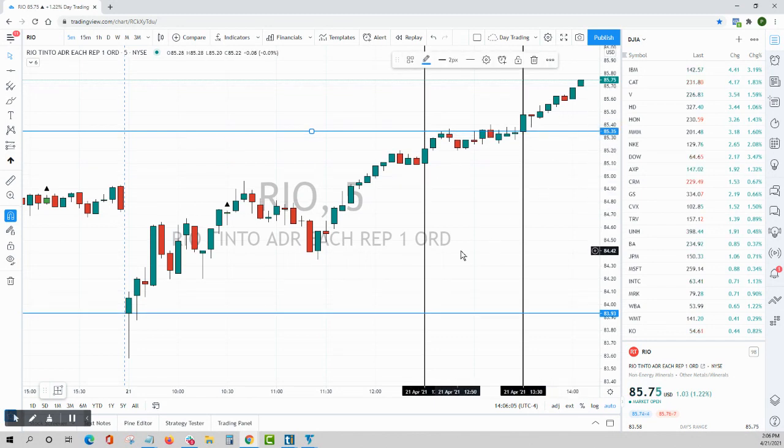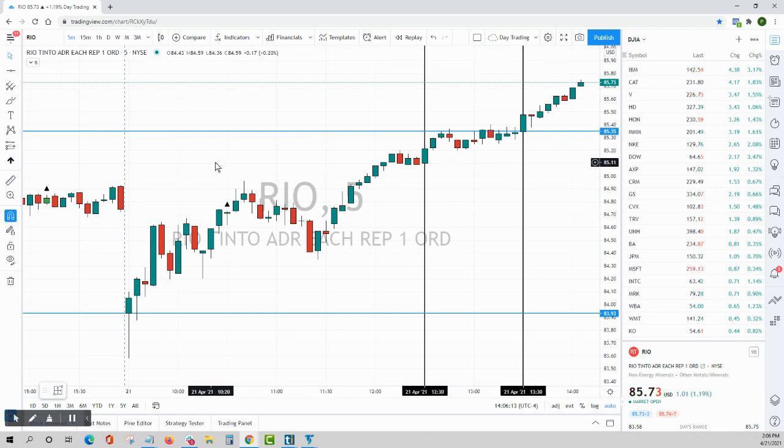So that's how you basically block out hours and only look in that direction. So the opening price is down here. It's been above the opening price the entire day. And then you just keep blocking out those hours.